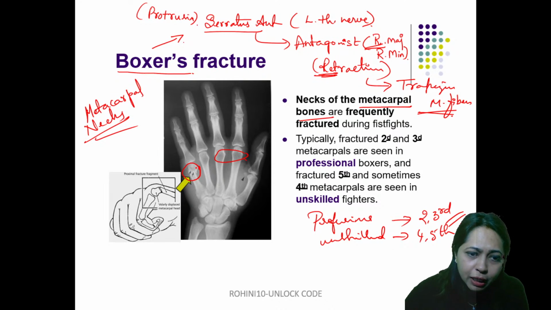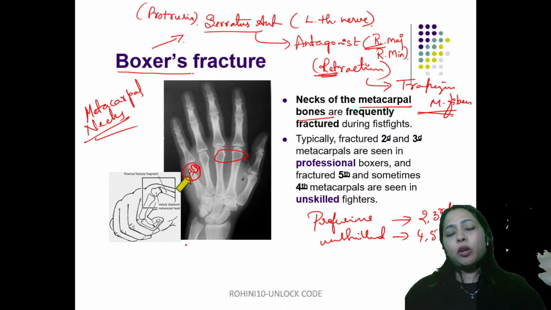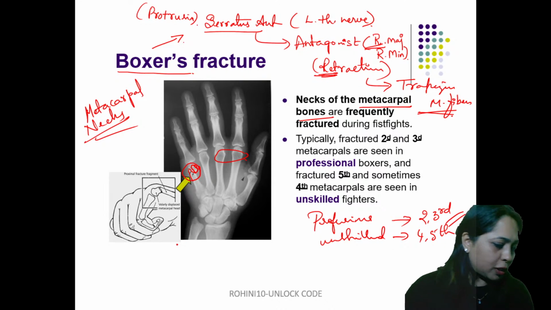So in this one particularly, you can see this portion is fragmented. That is the fifth one. So how do you categorize this person? You can call him an unskilled professional.